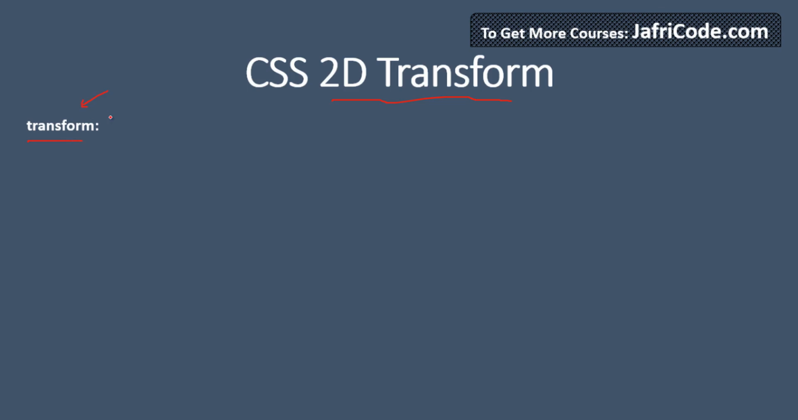to any HTML element. So transform is a basic property, and there are many values you can use with the transform property. One of them is translate. Translate contains two values, an x value and a y value. The x value is if you want to translate or give some distance on the x-axis. For example, this is the x-axis, this is the y-axis.